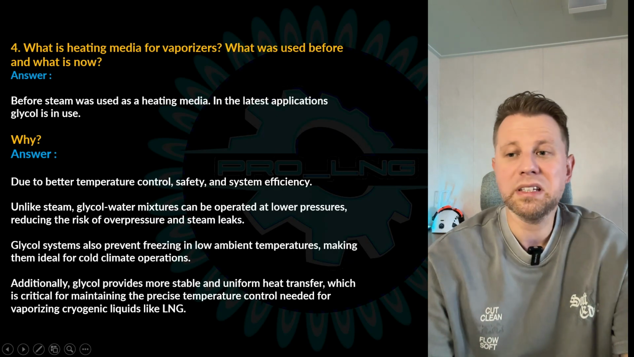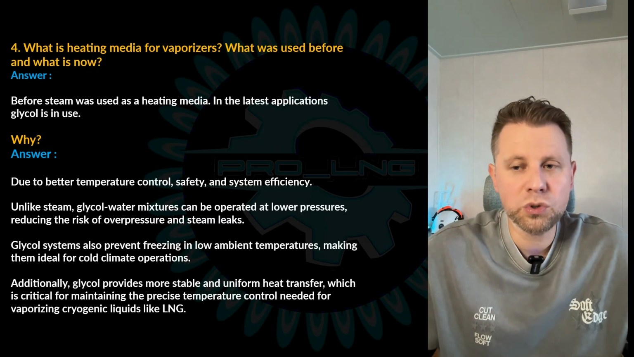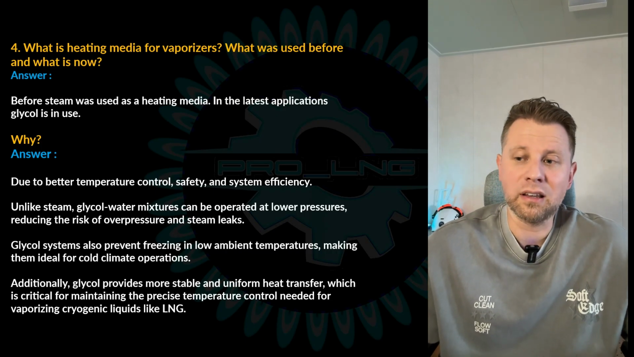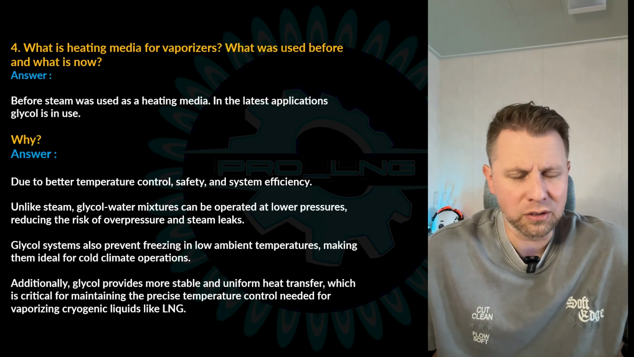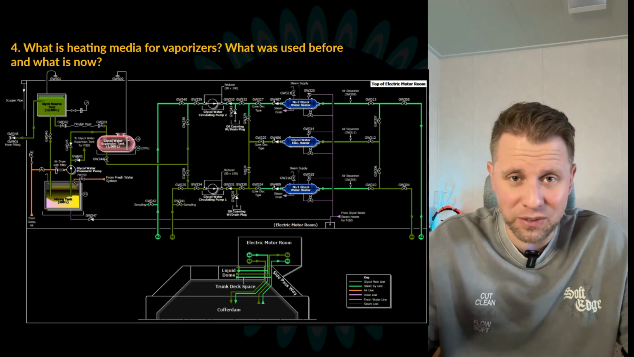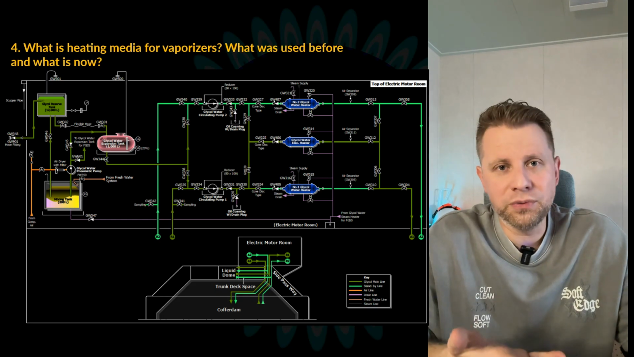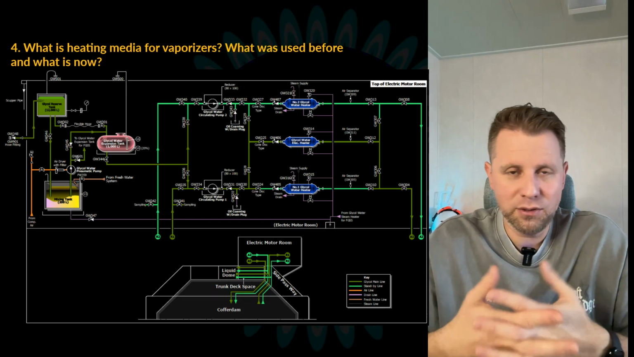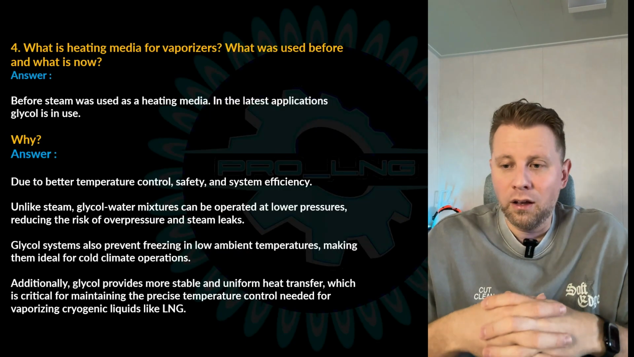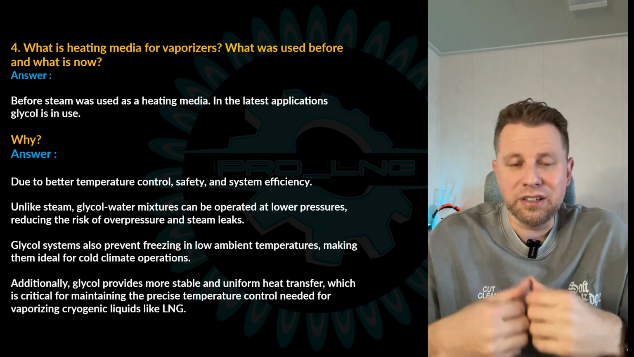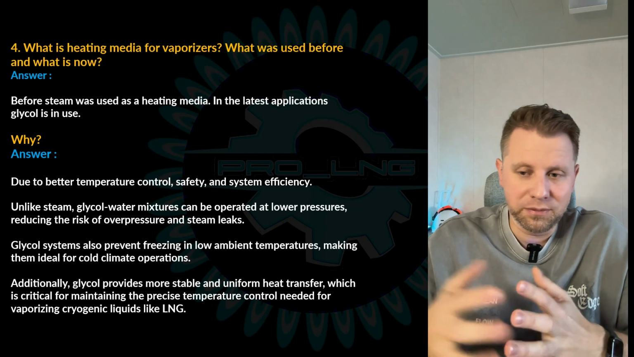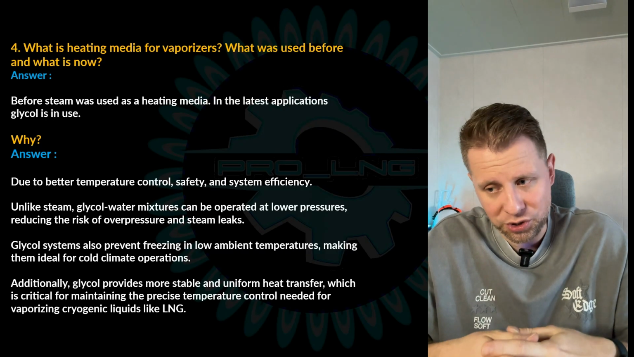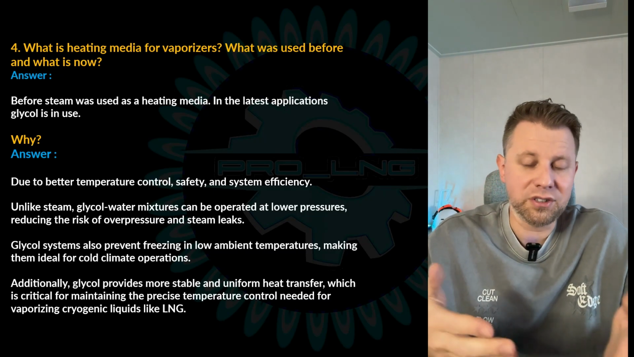And next question, what is the heating media for vaporizers? What was used before and what is now? Before, steam was in use as a heating media, and in the latest application it's glycol. What is glycol? Basically it's the same antifreeze solution you use for your car. It's just a bit different calculation and of course different proportions. Due to better temperature control, safety and system efficiency, it was changed to glycol. Unlike steam, glycol water mixtures can be operated at lower temperatures, reducing the risk of overpressure and steam leaks.